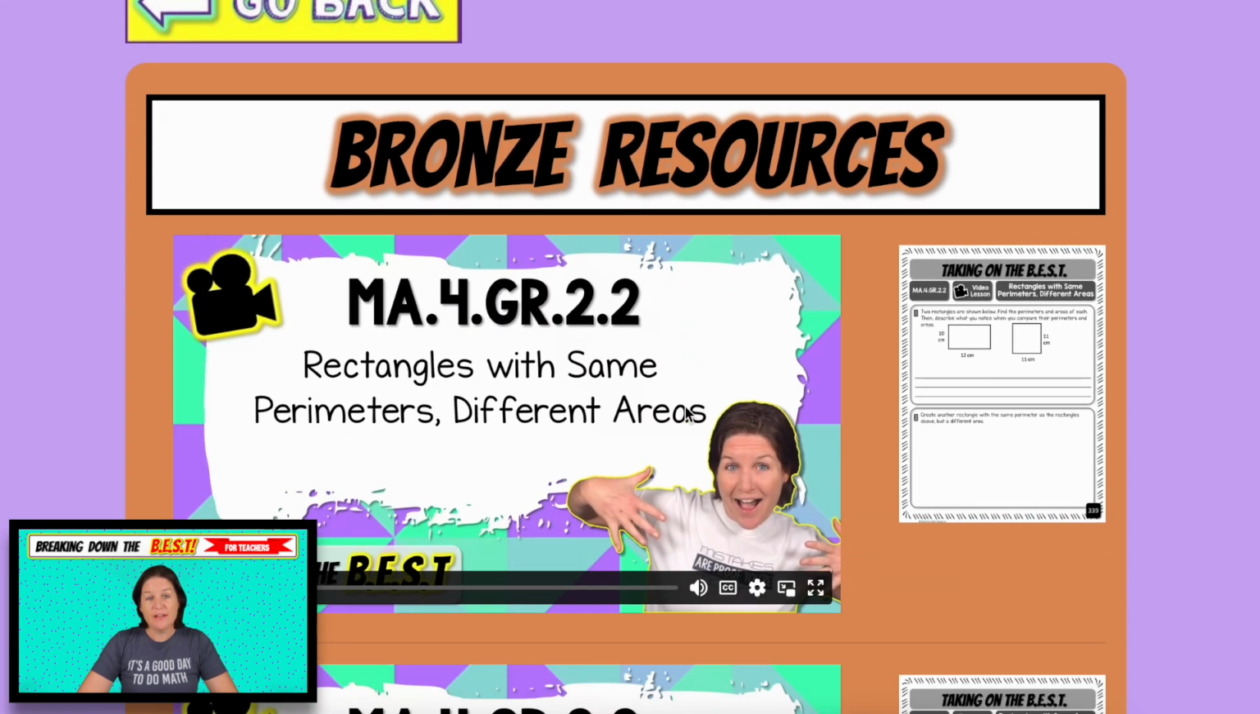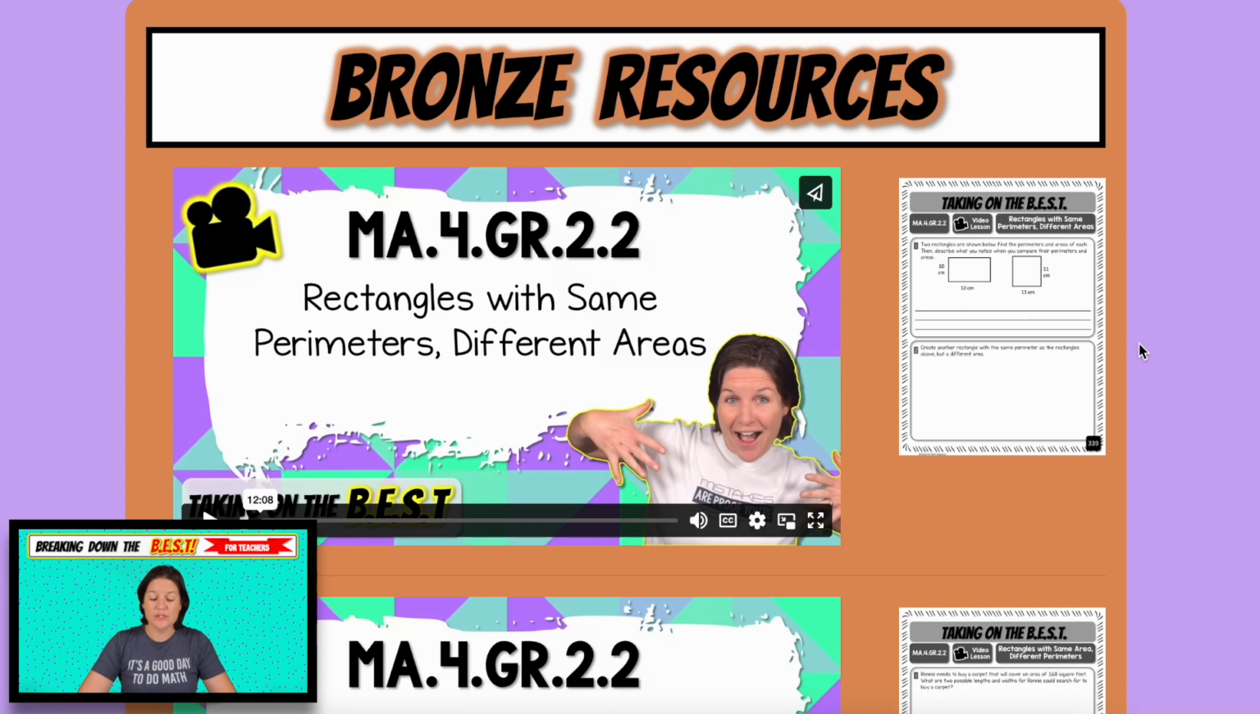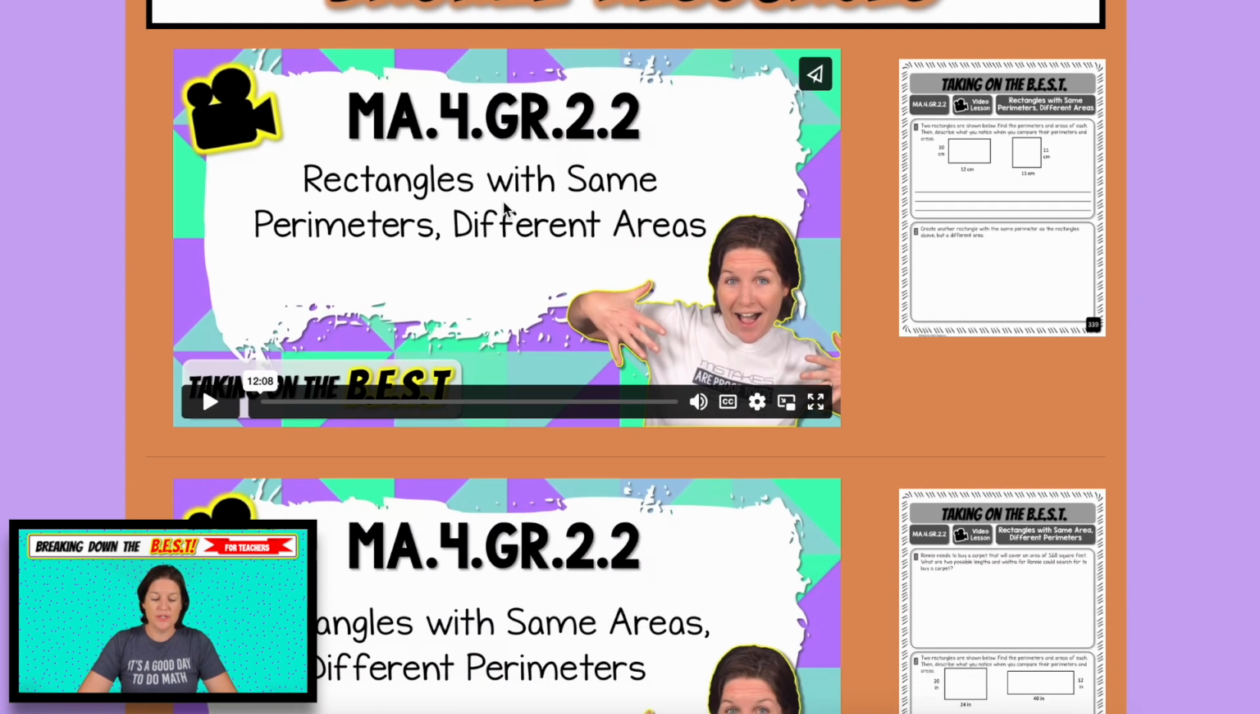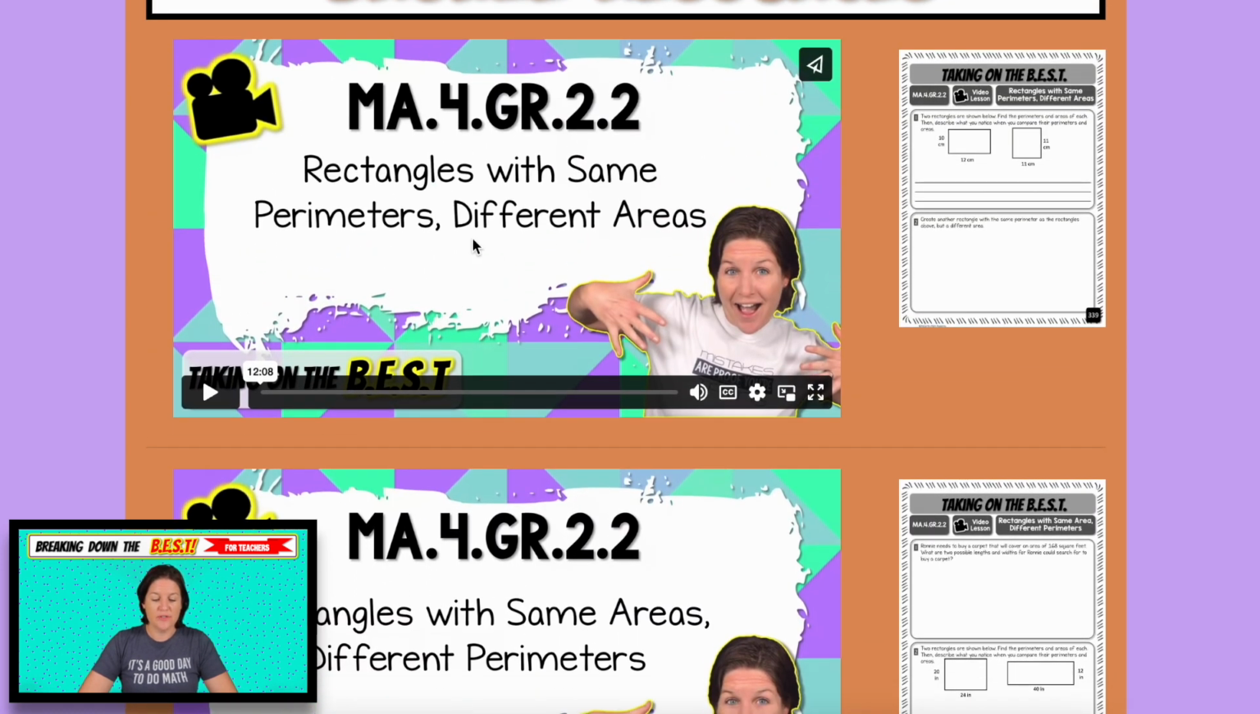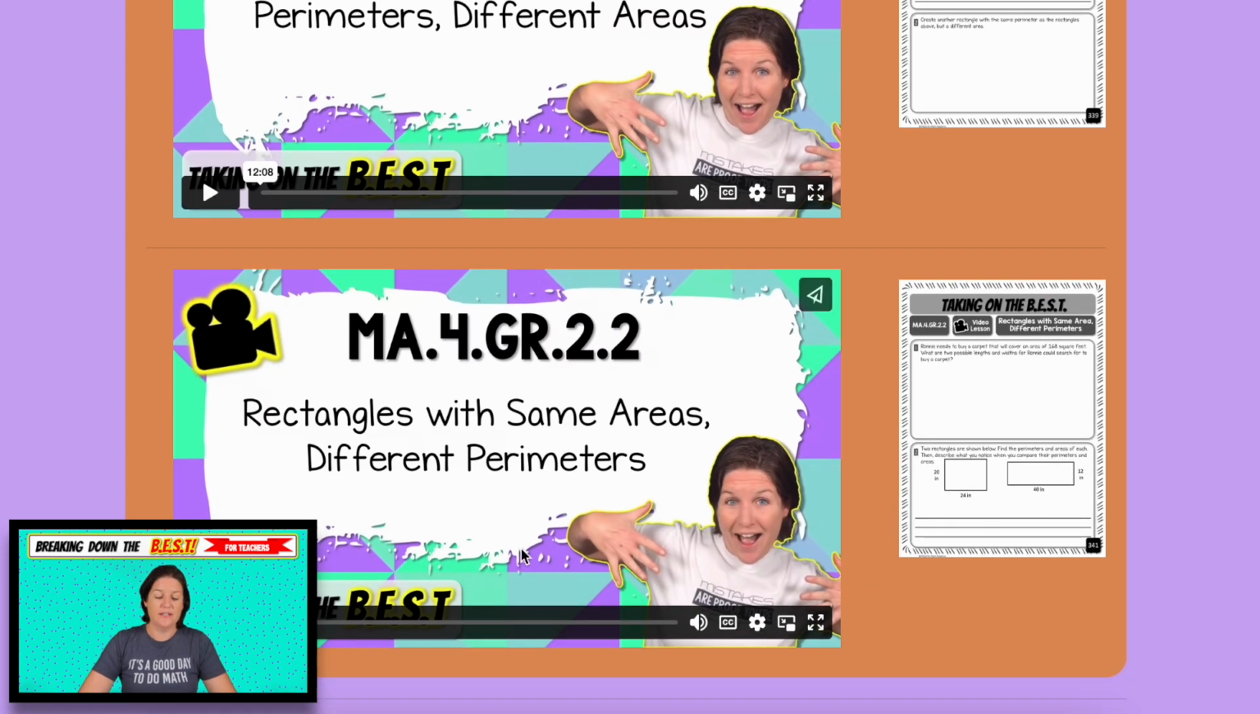The first level that you are brought to is the bronze level. These are where your video lessons and printable student guides are. So we've got 2 different video lessons. The first video is rectangles that have the same perimeter but different areas. And in the next one, it's rectangles with the same areas but different perimeters. Then students can just copy their notes on these printable pages.